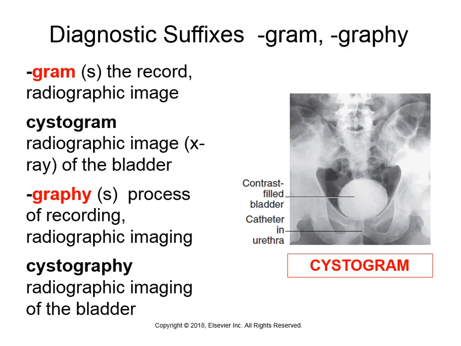So in this slide, a lot of people continue to get gram and graphy confused, so I just wanted to reintroduce those here. Gram is the image. It is the X-ray picture that you get. For example, a cystogram is the X-ray picture of the bladder. Please keep in mind that there was contrast media involved to make the bladder look as bright as it does in the picture. Graphy is the actual process of going through to get that picture. For example, cystography is the process of taking the picture. You do a cystography to get a cystogram.